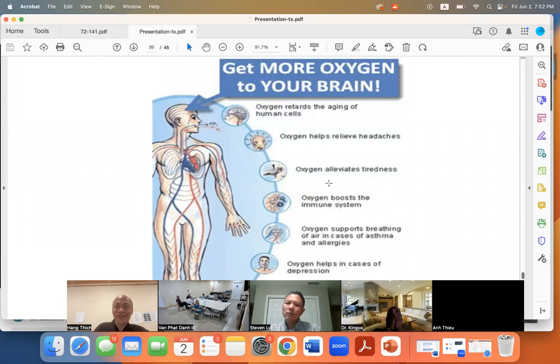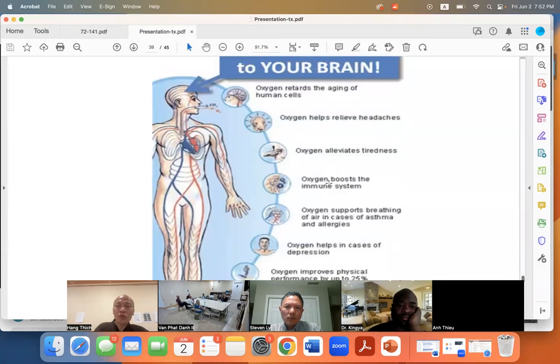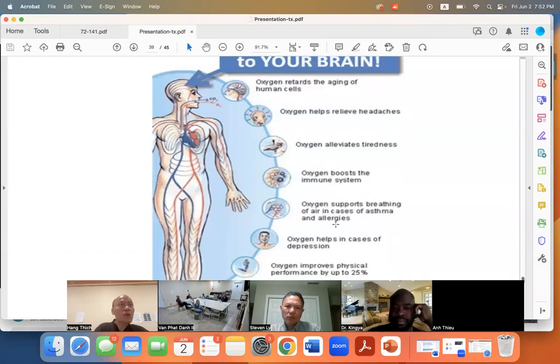All right, see here, that's the system. This is why oxygen boosts the immune system and so forth. That's why deep breathing is much healthier for our body and mind, and may help us to calm our mind too. So in both ways. That's why I call the breath the thermometer of our body and mind.